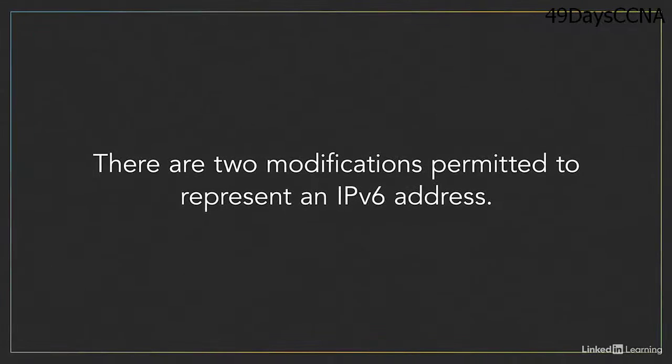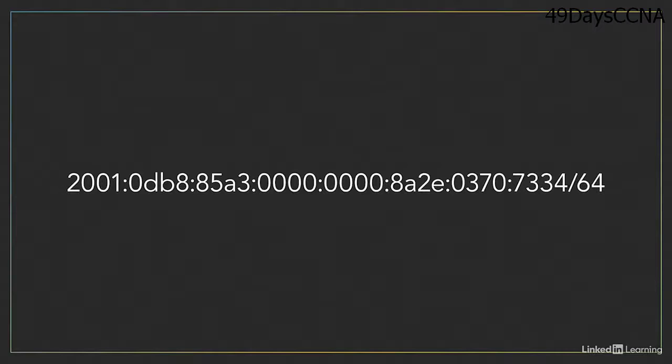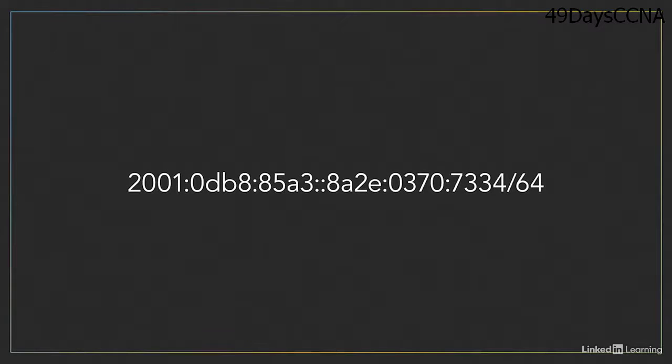As a result, there are two modifications that are permitted with an IPv6 address for representation. The first is the most powerful, since we'll often end up with several consecutive fields of zeros inside an IPv6 address. Notice we have that right in the middle of our address and mask example. So once within an address, and only once, you can represent this entire section of zeros with a double colon.